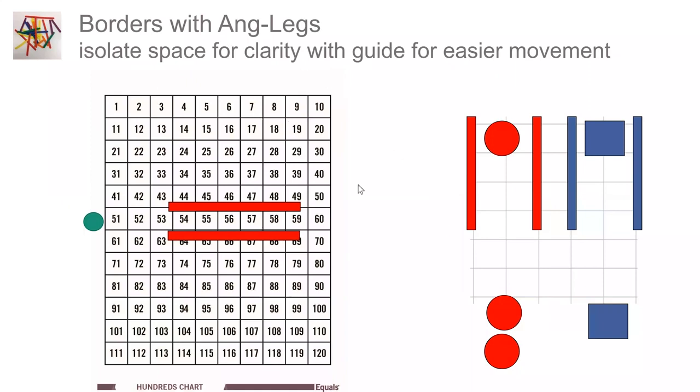Again, the angle legs come in handy for providing borders, so students can find specific numbers on a hundreds chart that looks kind of like a lot for some students. Narrowing helps them narrow it down.